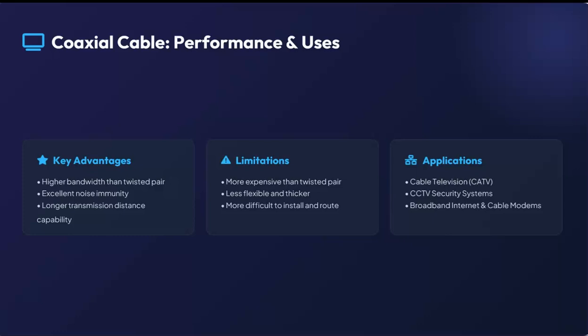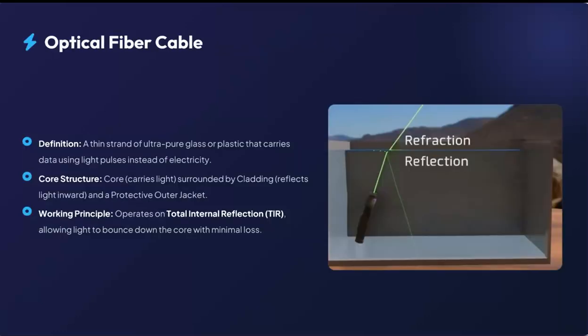However, these also have certain limitations, the disadvantages. They are more expensive, they are thicker and less flexible, and installation is also slightly more difficult. So where are these coaxial cables used? They are commonly found in cable television systems, CCTV cameras, broadband internet connections, and cable modems.